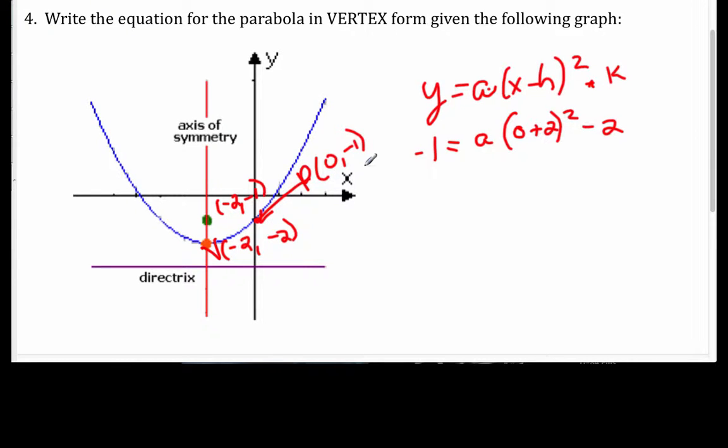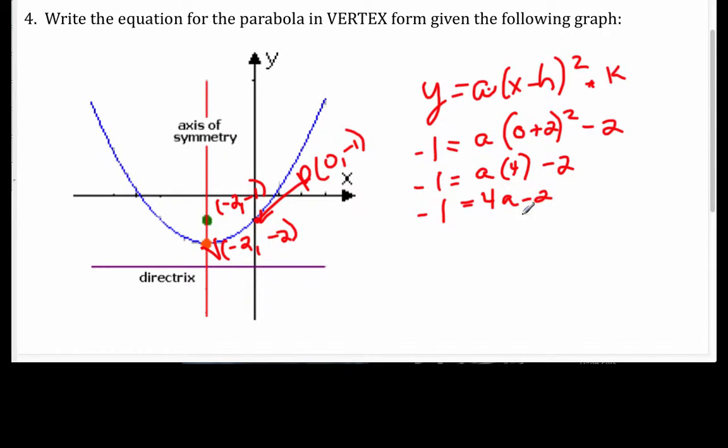All right, so now I've got to simplify, so let's do that now. The -1 comes along for the ride. a stays here. 0 plus 2 is going to be 2. 2 squared is 4. Here's where a lot of people start making errors as I finish writing the equation. I do not take 4 minus 2 here, okay? -1 equals, and by order of operations, multiplication is done before addition and subtraction. So I have 4a minus 2.